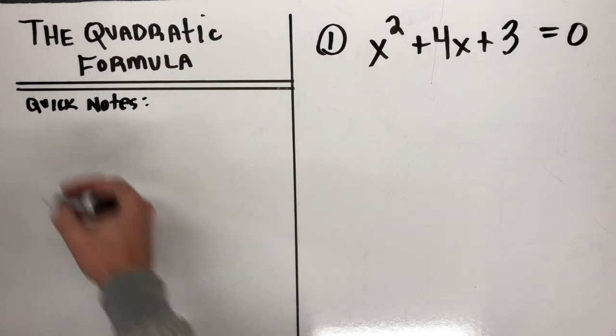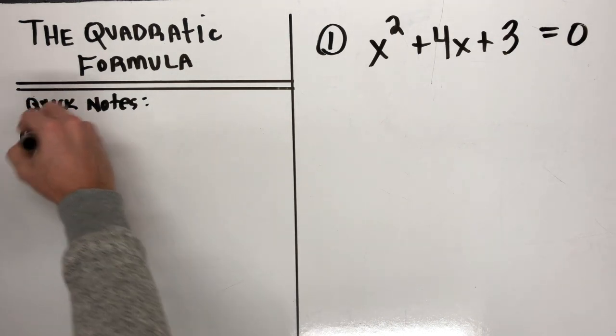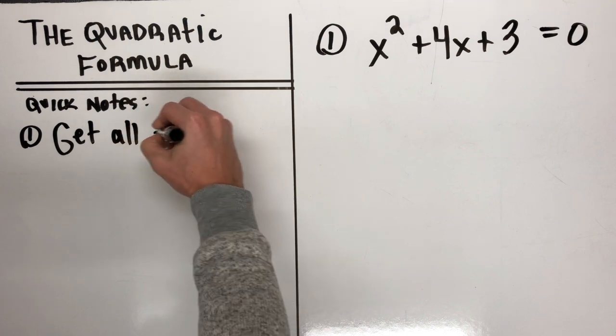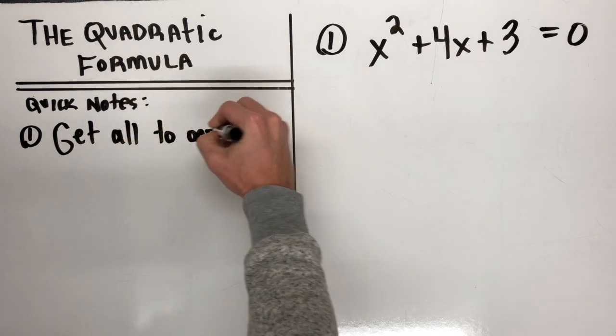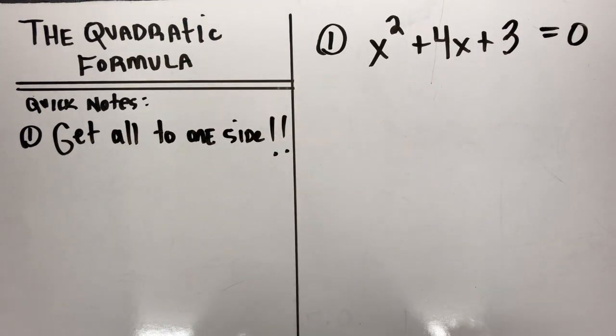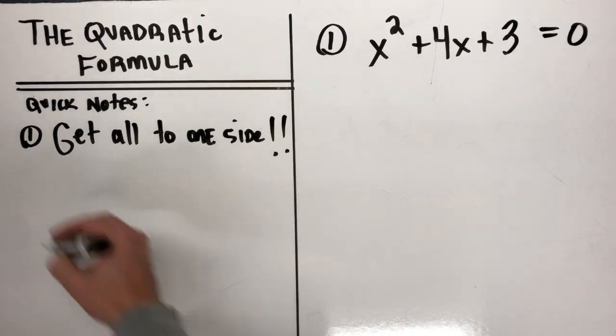So first step, get everything to one side of your equation. Next, when you use the quadratic formula, you need to know what your a value, your b value, and your c value is. So the second step is going to be to identify your a, b, and c values.